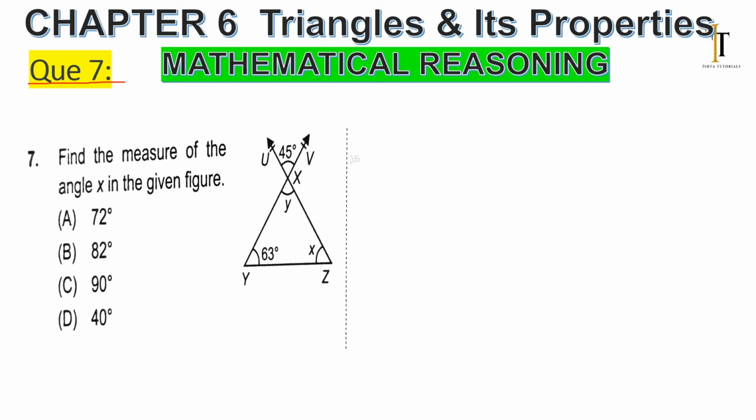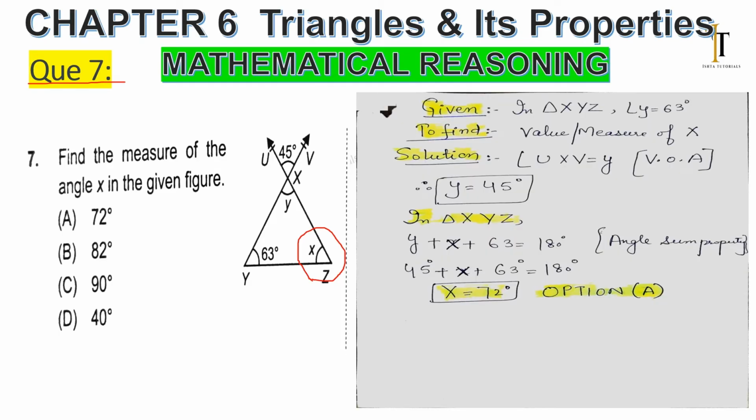Question number 7. Find the measure of angle X in the given figure. So here is the X. Let's try to find the correct answer. So students, here from the figure it's clear that these both angles are vertically opposite angles. Therefore, y is equal to 45 degrees, right?